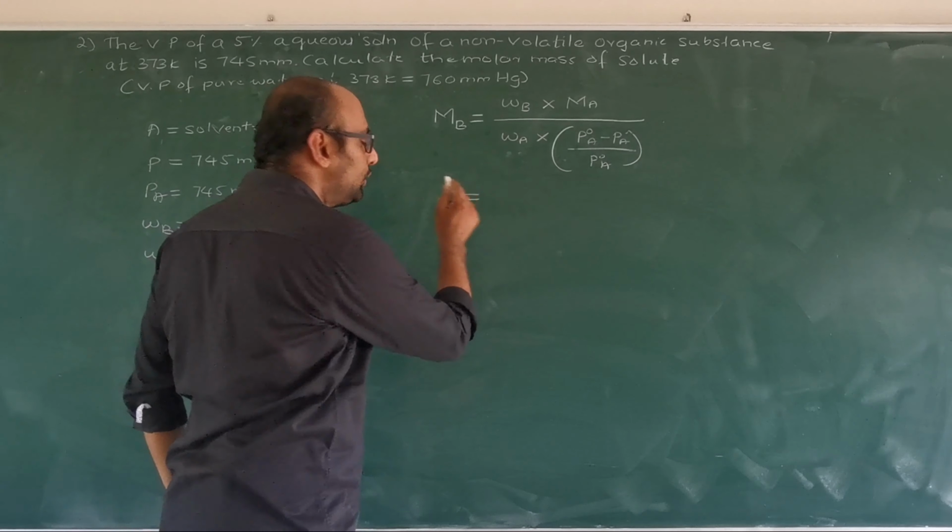So this is 5 into 18, which is 90, divided by 95 into (760 minus 745). It is 15 divided by 760. This 760 can be sent to the numerator. So we have 90 into 760 divided by 95 into 15. Now when you calculate this, Mb will be equal to 48 grams per mole. So this is the molecular mass of the solute.